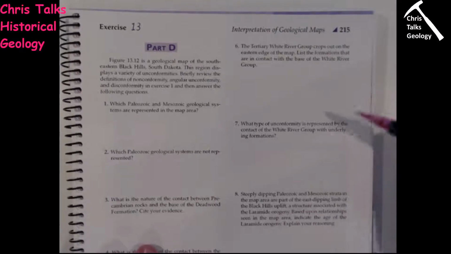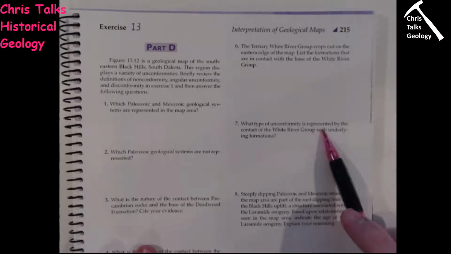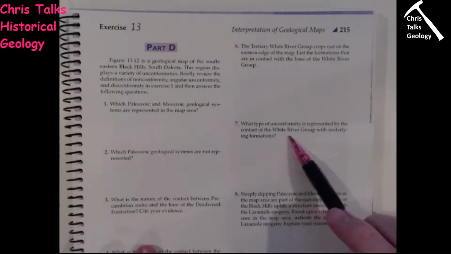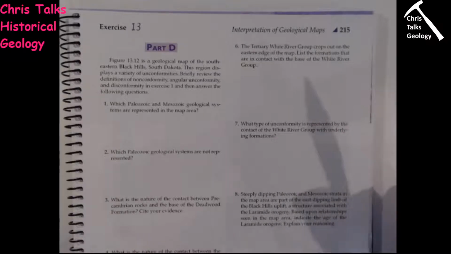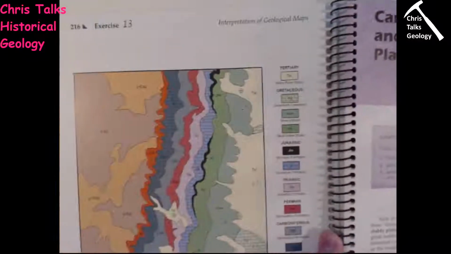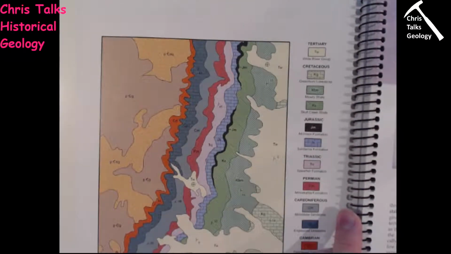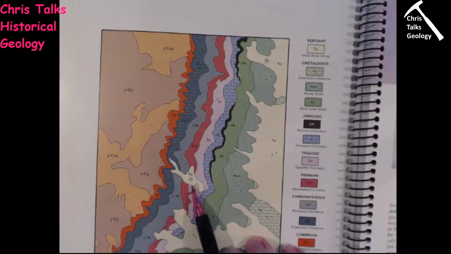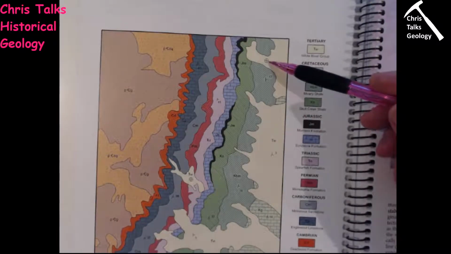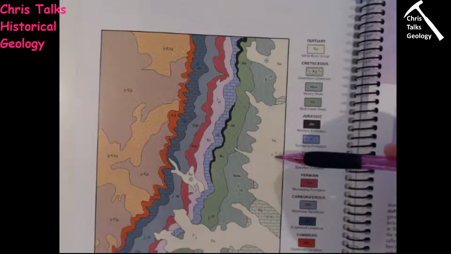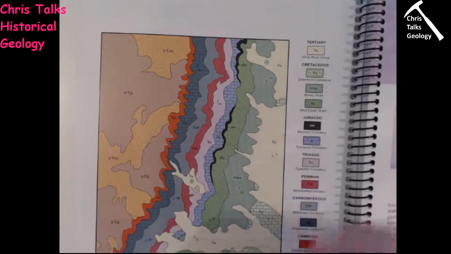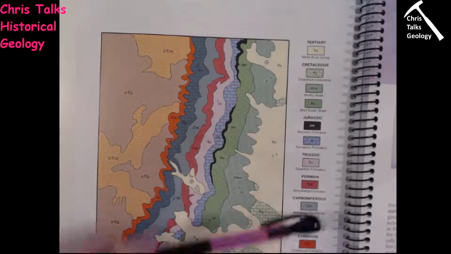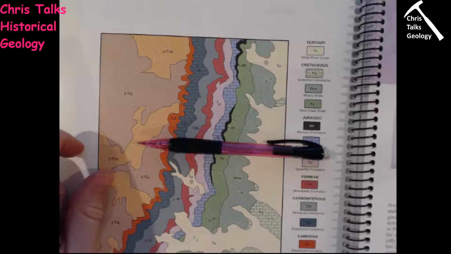Question 7. What type of unconformity is represented by the contact of the White River group and the underlying formations? Alright, back to our map. So what do we have? Well, we can see that the White River group here has a horizontal dip because we've got the circle with the cross here, so horizontal bedding. It has a dip of 3 here and a dip of 5 here. The material is nearly horizontal, so it's more or less completely horizontal.